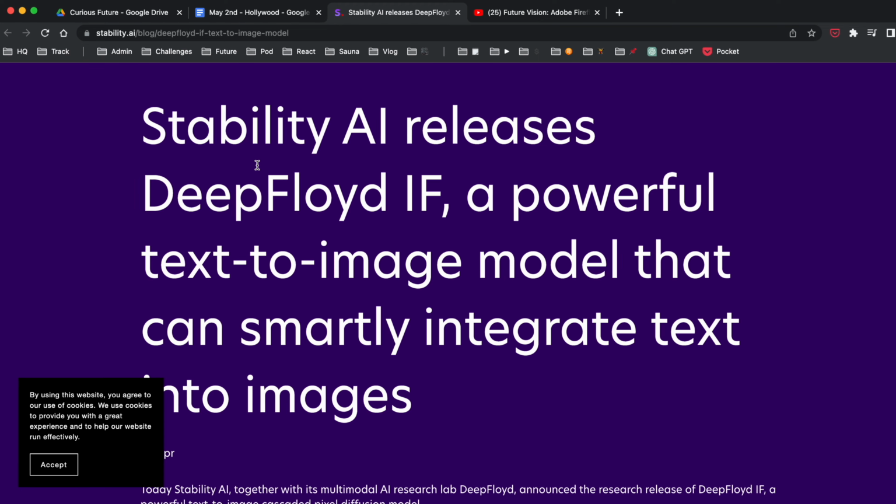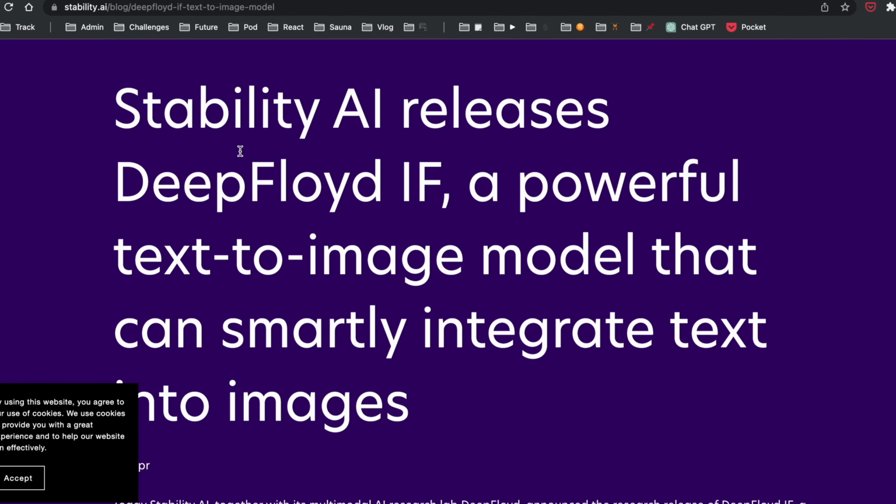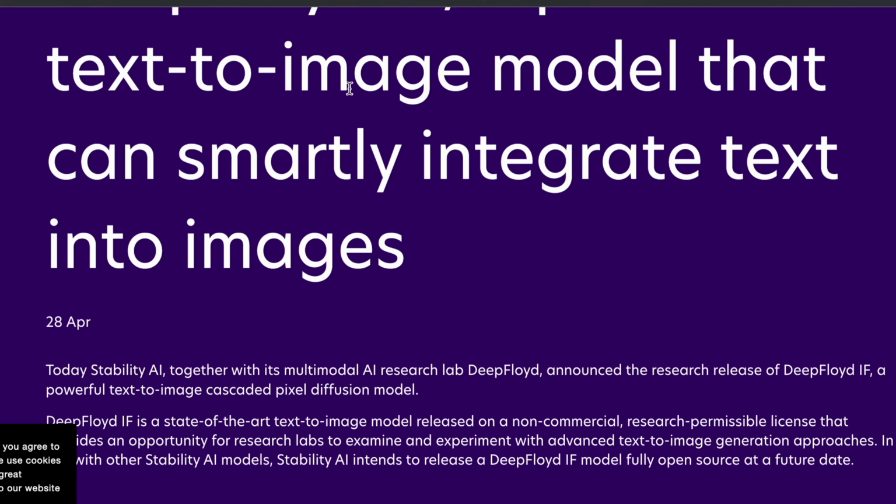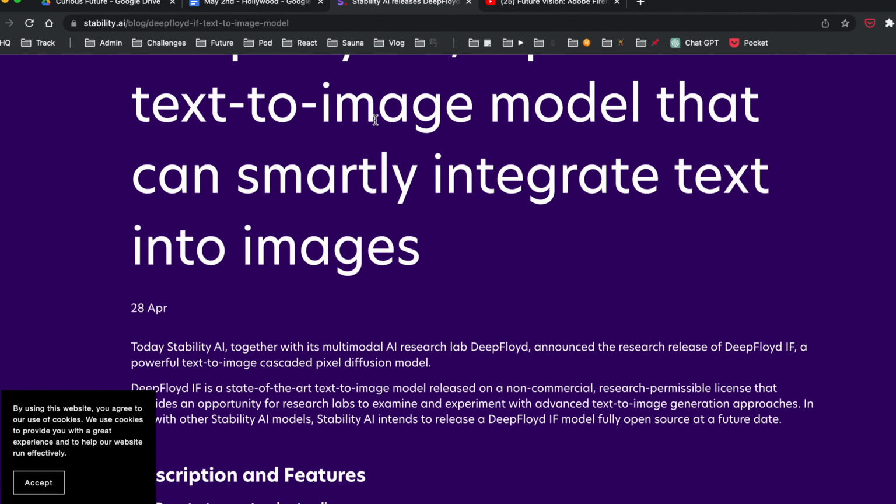So none of the diffusion models right now do a great job of actually writing text onto screen. I mean, that was yesterday, not today. So this is DeepFloyd, released by Stability AI, who is behind the big Stable Diffusion model that a lot of people use. And their new tool can smartly integrate text into images. Proof is in the pudding. Let's see what it can do.